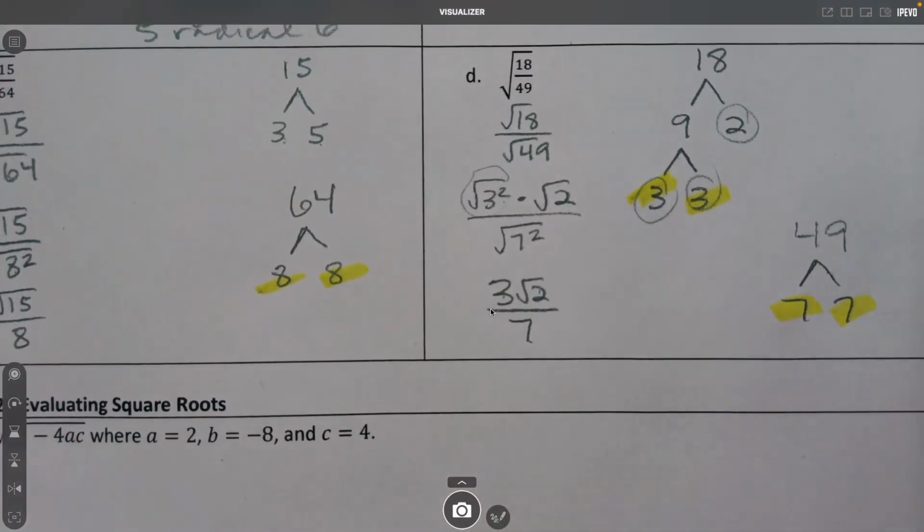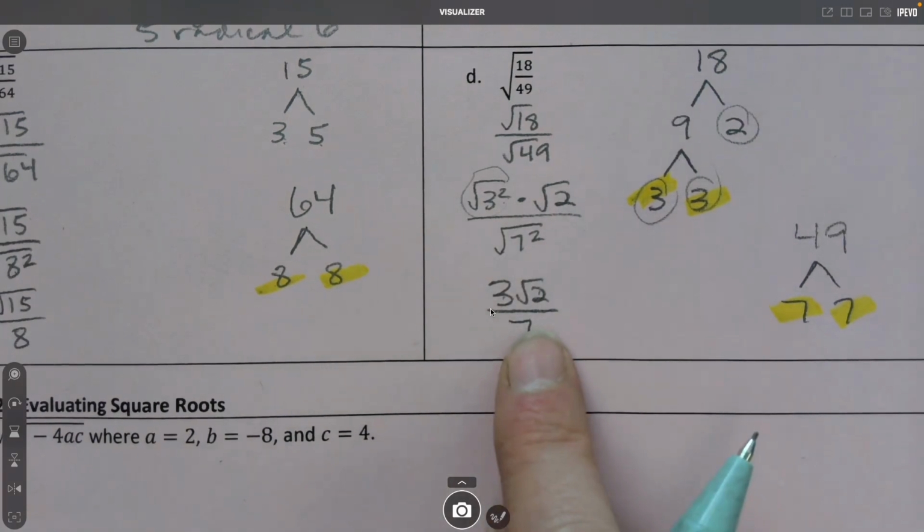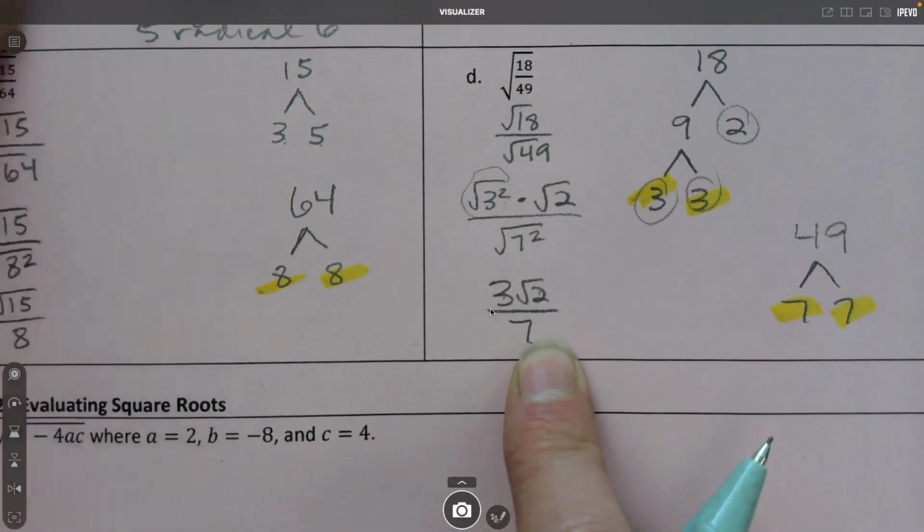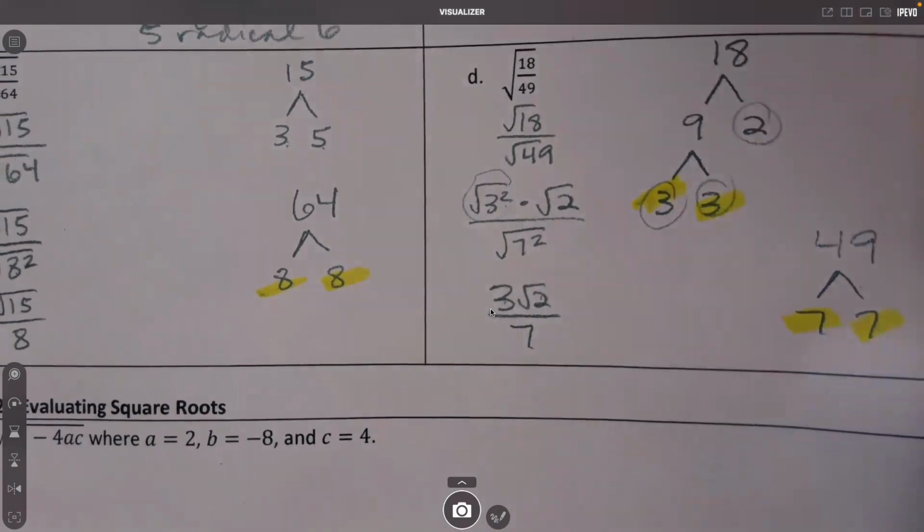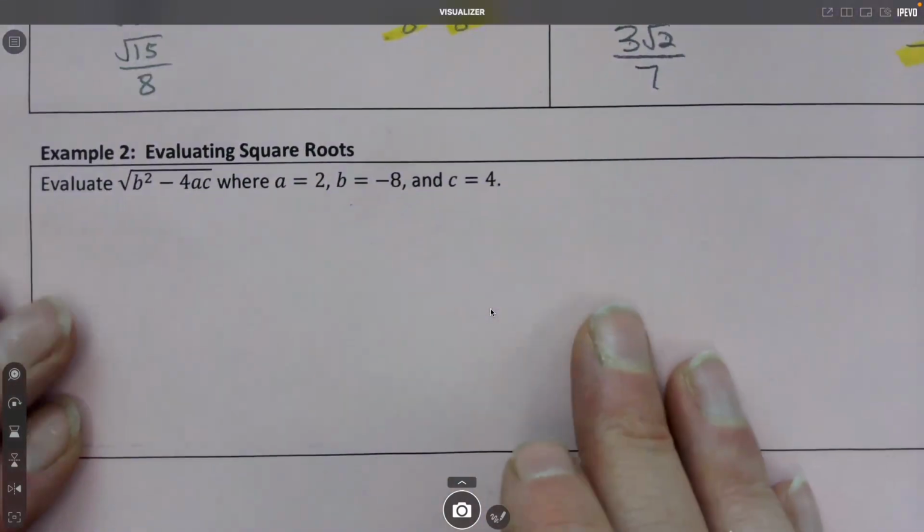I know it doesn't look simpler to you. That's the other interesting part. But we really like these whole number denominators in math. We'll do more with that later on, especially next year in geometry.